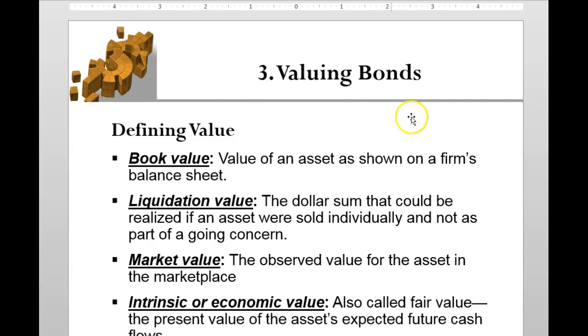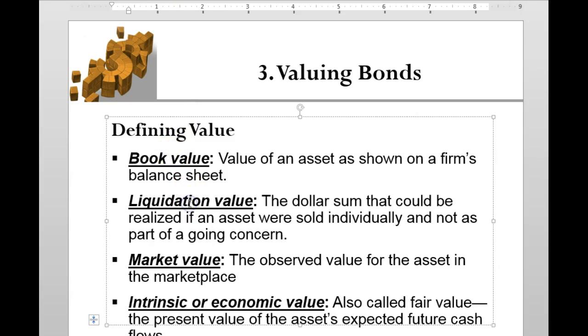And now we look at valuing bonds, and this is the fun part. So you've got a book value, you have a liquidation value, and that's a sum that could be realized if the asset were to be sold individually, just straight out. You've got a market value. Okay, this is the cost, theoretically. This is what somebody actually paid for it on our books. This is what it can be sold for out on the market.